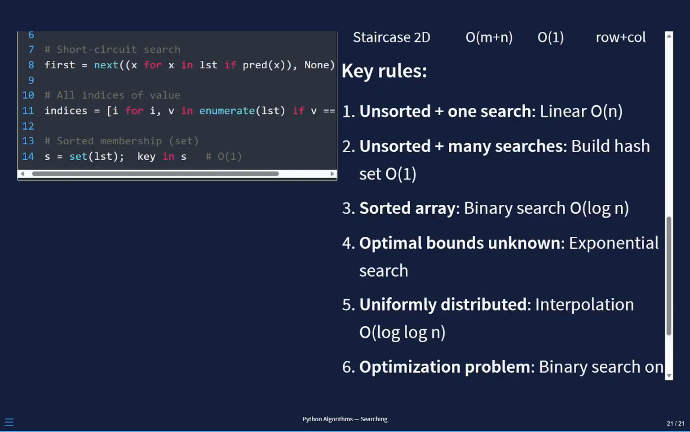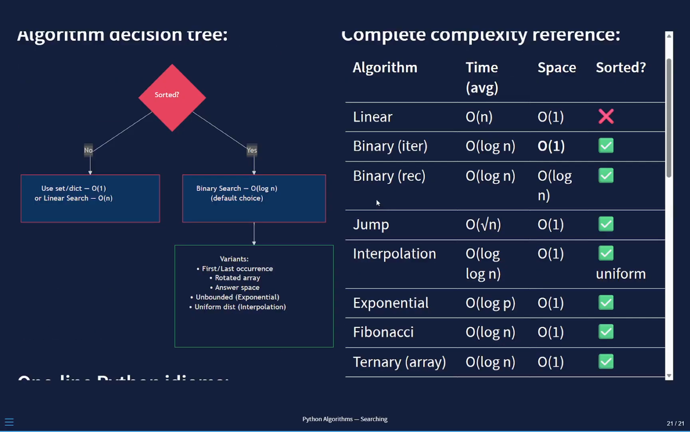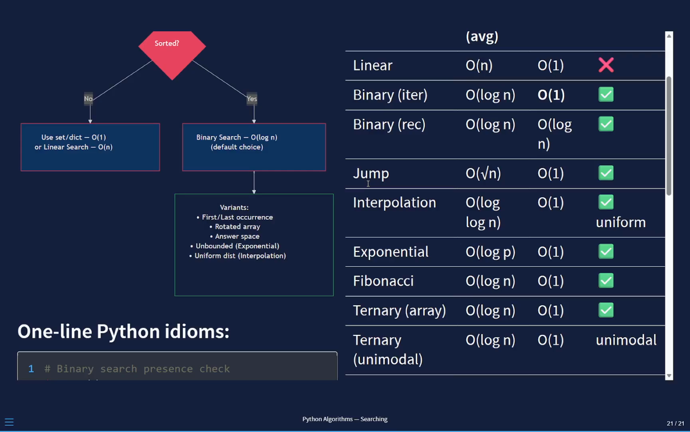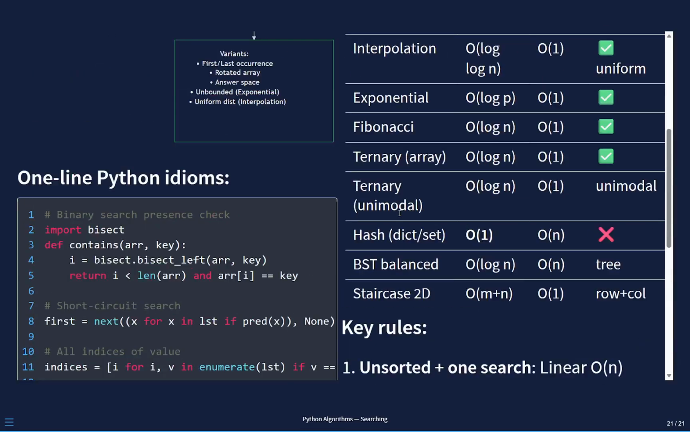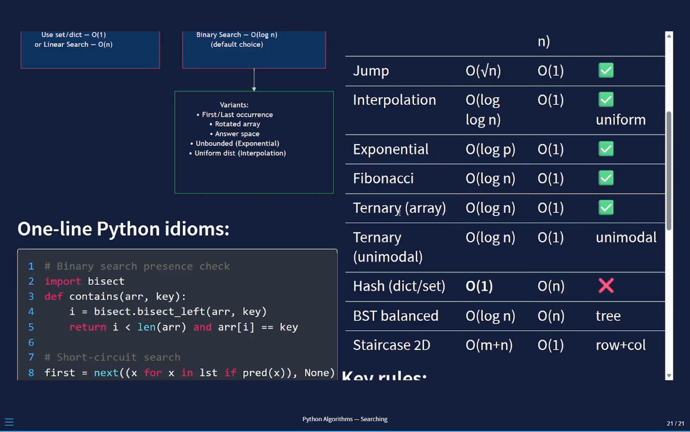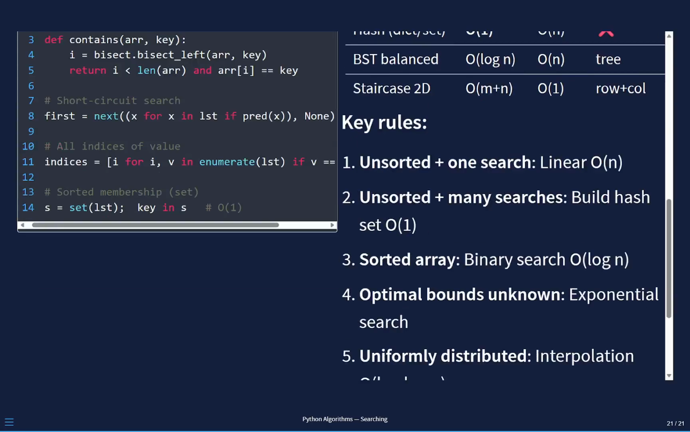Click. The complete complexity reference table merges everything from the video. The columns that matter for your decision: time, average, space, sorted requirement. Key entries to memorize. Binary iterative is O(log n) / O(1), sorted, your workhorse. Hash is O(1) / O(n), unsorted, for repeated lookups. Linear is O(n) / O(1), none required, always applicable. Interpolation is O(log log n) / O(1), sorted uniform, best possible on ideal data.